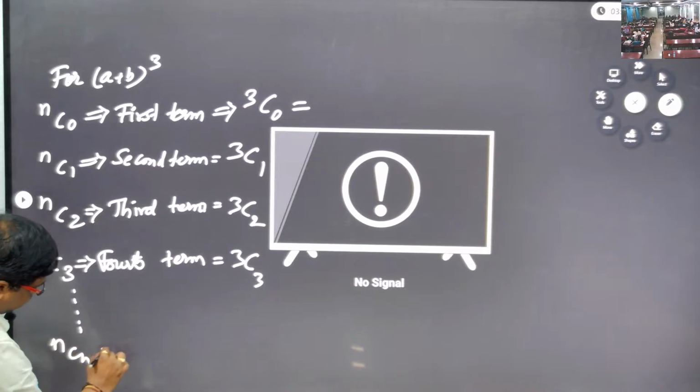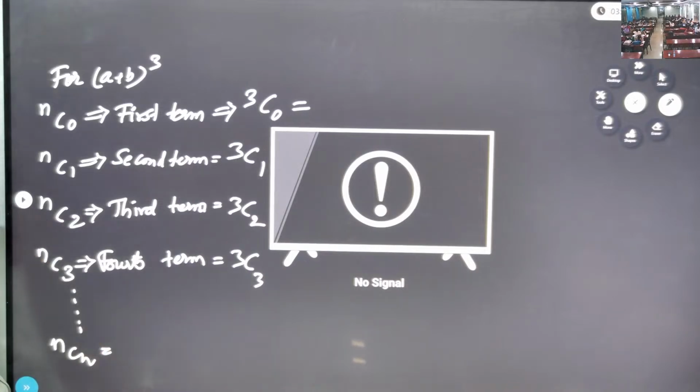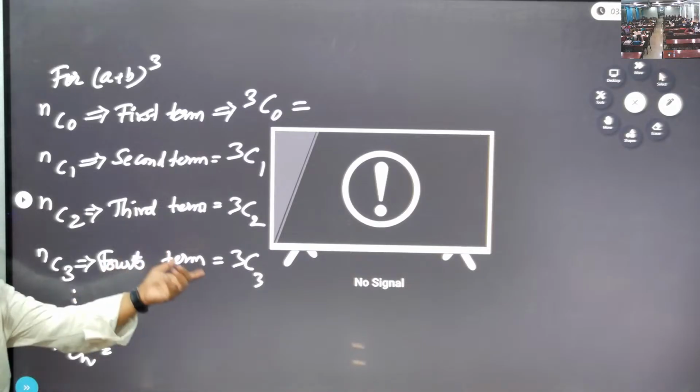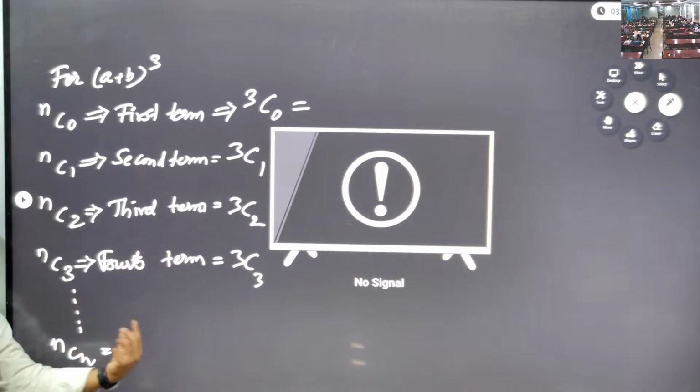nCn is equal to which term it will be coming? Is it the nth term or the n plus 1th term? Not how many terms you are getting, that is what term it is. Nth term or n plus 1th term? N plus 1 or n?